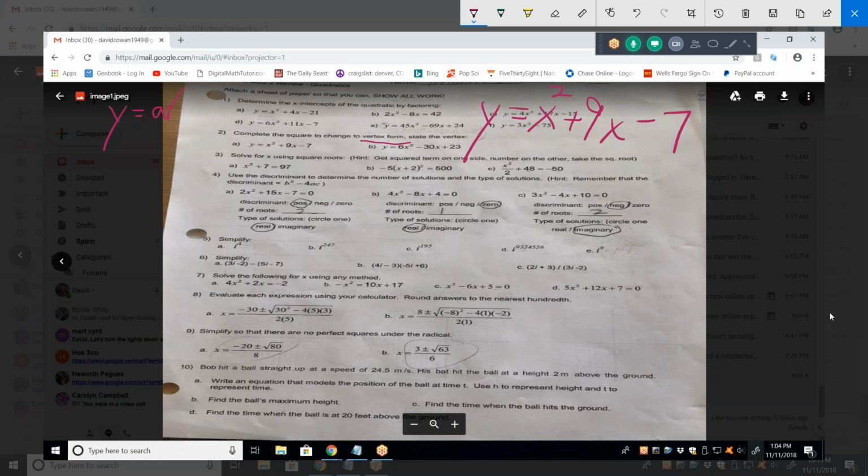It's a times... That's vertex format right there. So we're trying to put this function into this format. And the way you're always going to do that is by completing the square. All right, so what's the first step in completing the square?